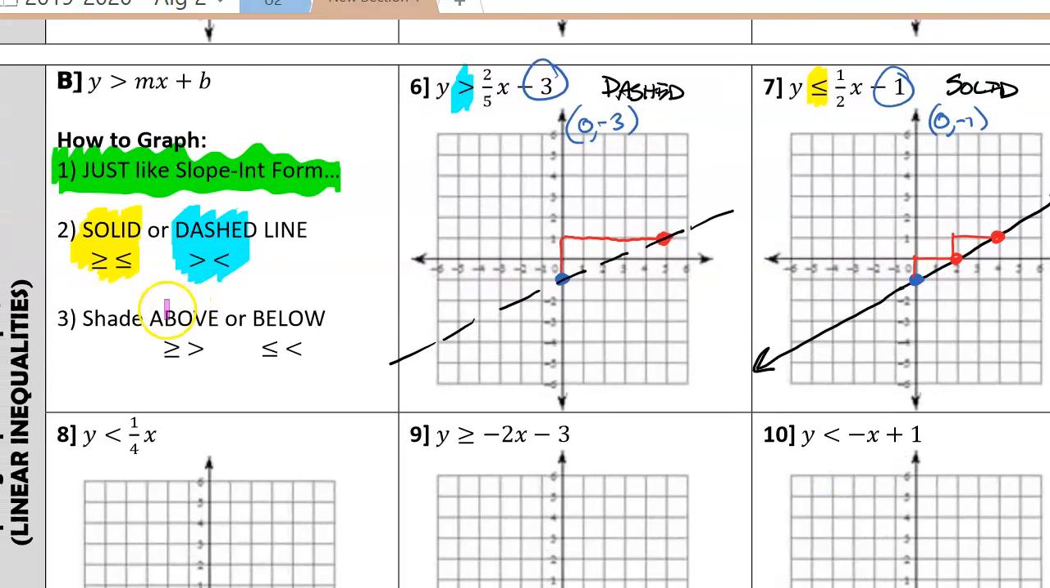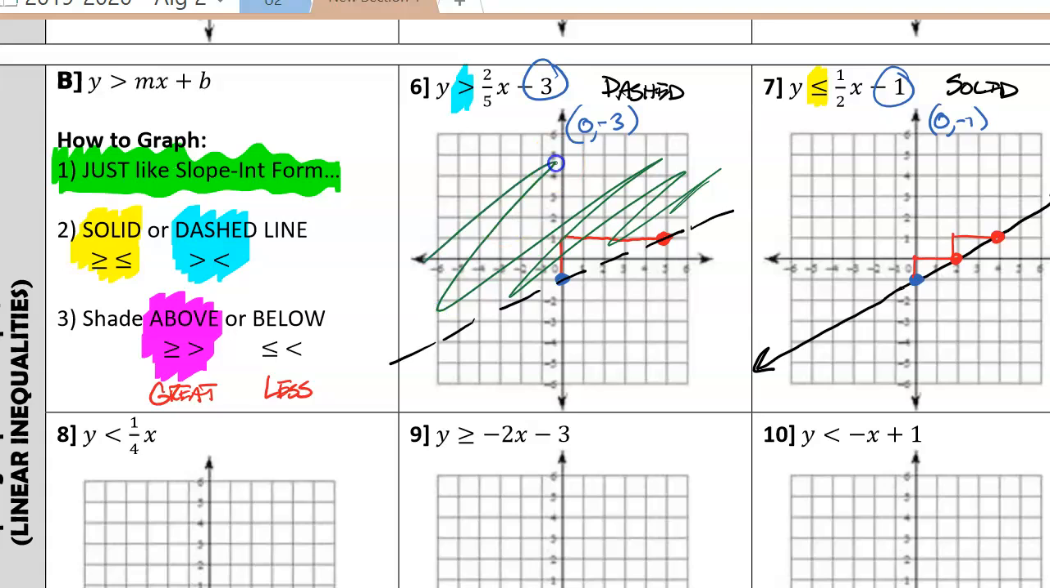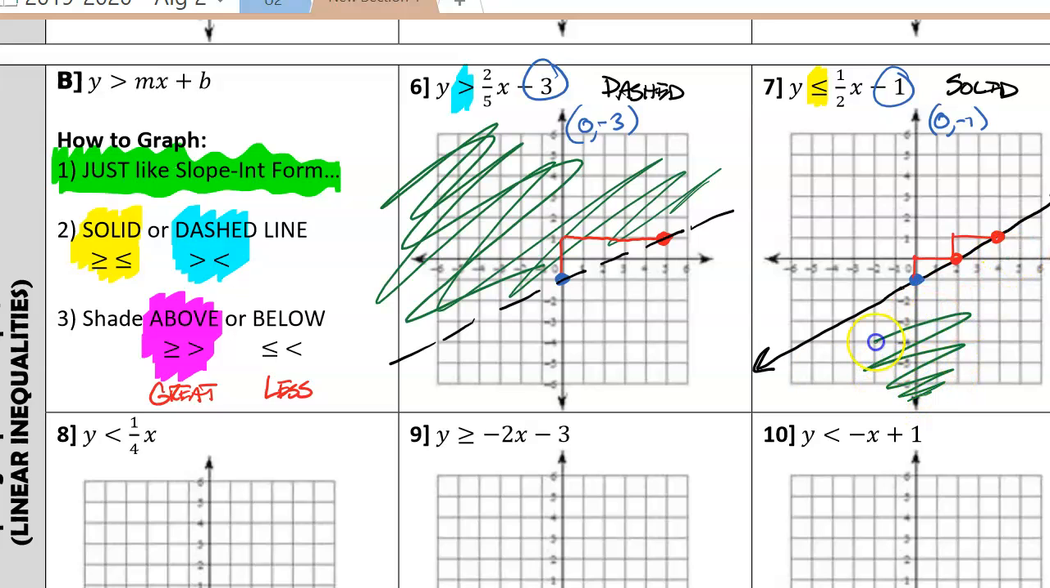So I shade above the graph whenever I have something that's greater than or equal to or just greater than, and we shade below when it's any type of less than or equal to or less than. So on number 6 then, we see that we have greater than, so we are going to shade above the graph. And for number 7, we see y is less than or equal to, so we will shade below the graph. And there you have it.